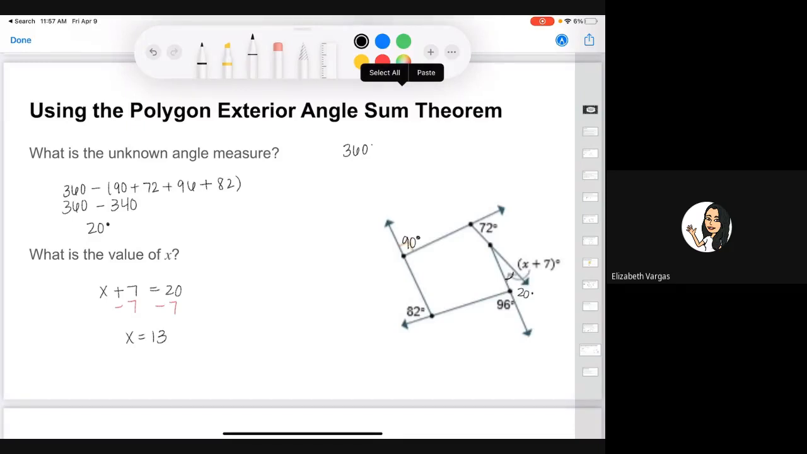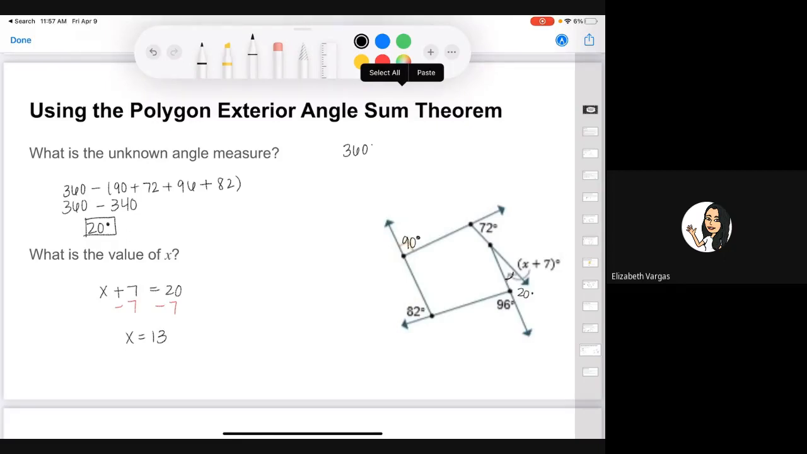Okay. So remember that for every convex polygon, doesn't matter what kind of polygon it is, the exterior angle measures are going to add up to 360 degrees. And so given that information, you're able to solve for missing angle measures by taking 360 and subtracting what you have. And you'll be able to see that that missing angle is equal to 20.